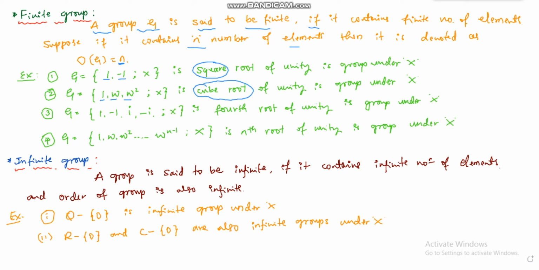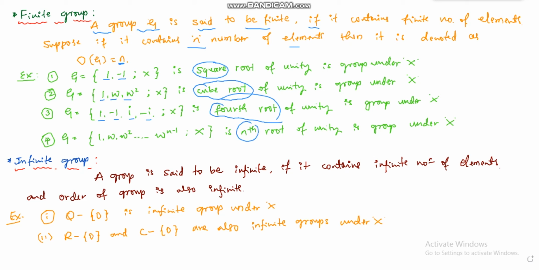Then the third one is 1 comma minus 1 comma i and minus i under multiplication, the fourth root of unity, because again there are four elements here. The fourth root of unity is a group under multiplication. Then the fourth one is 1 comma w comma w square up to so on, w raised to n minus 1 under multiplication, the nth root of unity, is a group under multiplication.